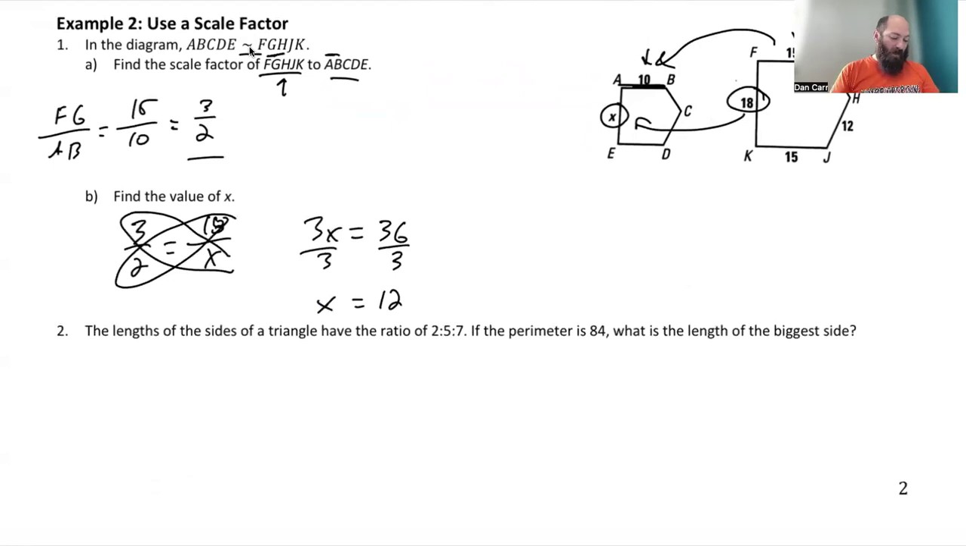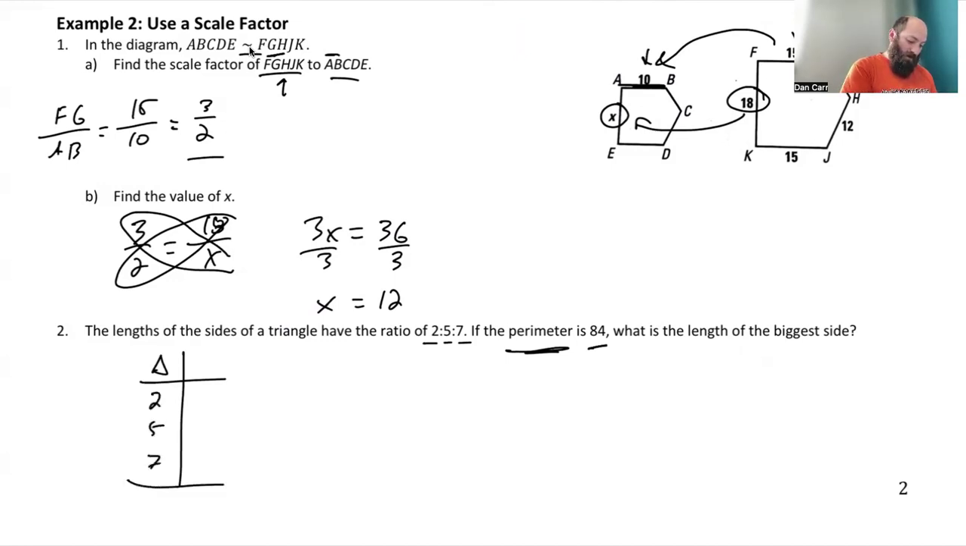So our last example here: the lengths of the sides of a triangle have a ratio of 2 to 5 to 7. If the perimeter is 84, what is the length of the biggest side? These can be a little bit tricky, but I like to do it as a bit of a ratio table. What I mean by that is this: if I have a triangle, and the sides, my ratio sides are 2, 5, 7. Then I'm going to put perimeter at the bottom. So I'm going to have 2, 5, and 7.